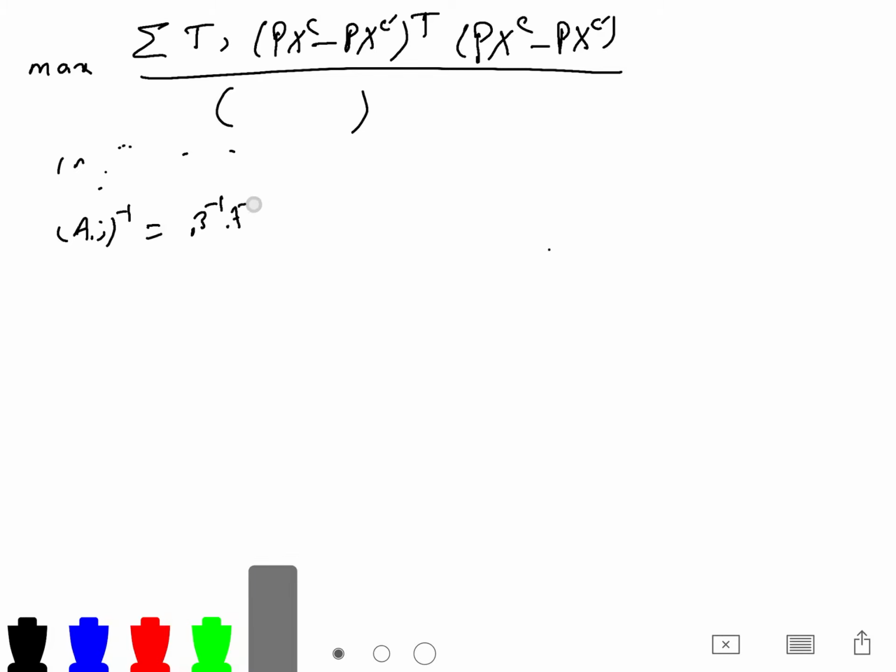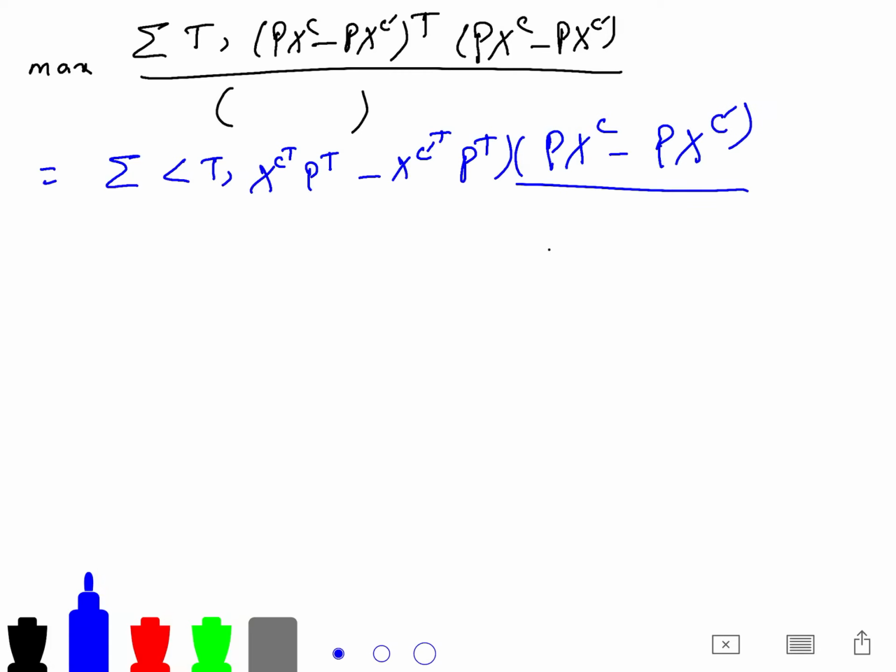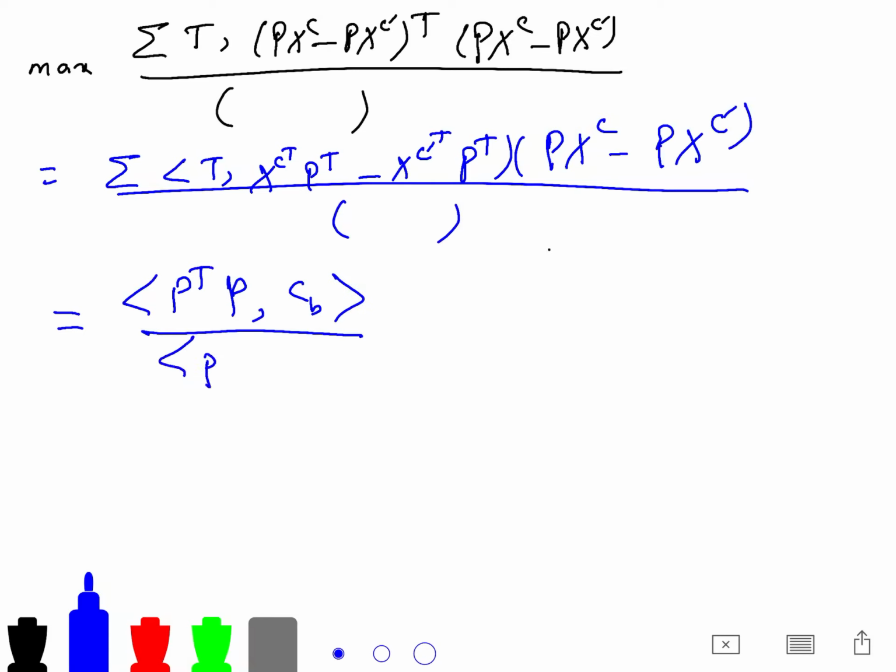So using these notes, I can write this as sum of T and Xc transpose P transpose minus Xc prime transpose P transpose, times Pxc minus Pxc prime, divided by the denominator. And this is exactly this one that is written in the paper, the original paper.